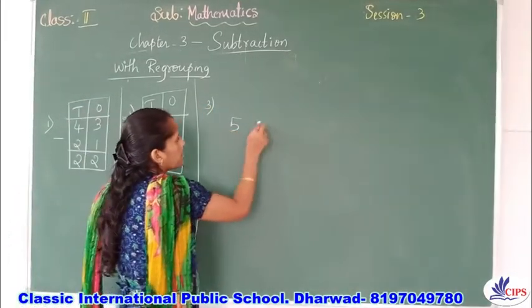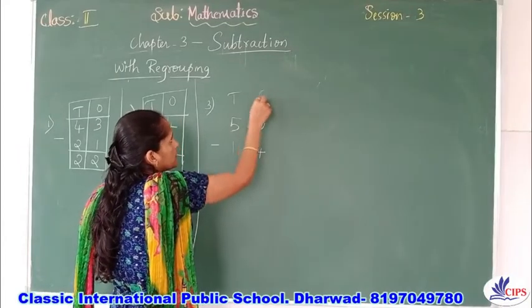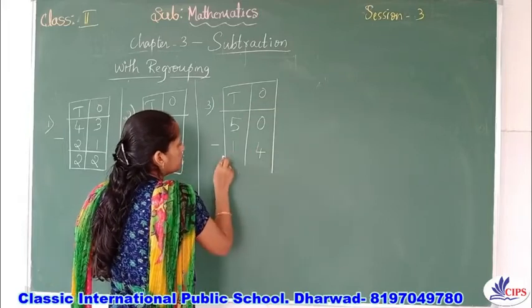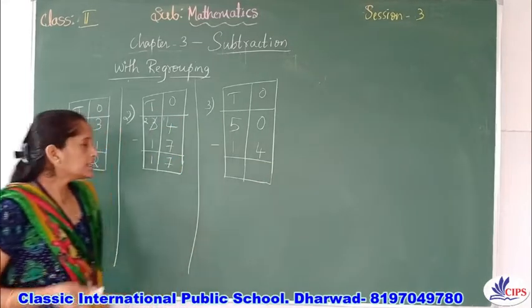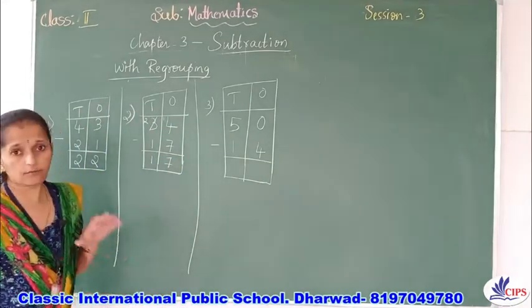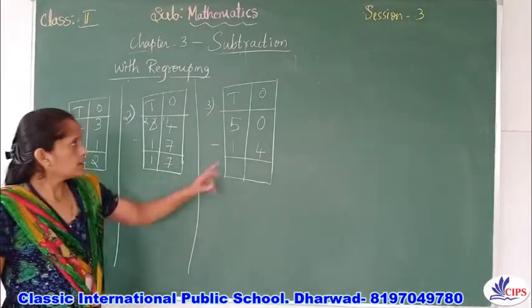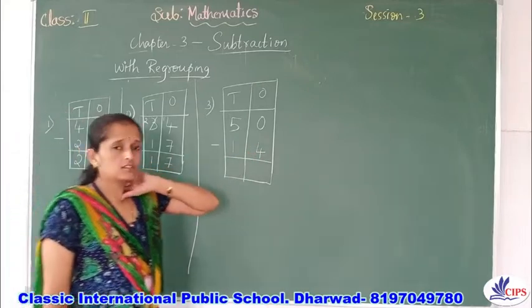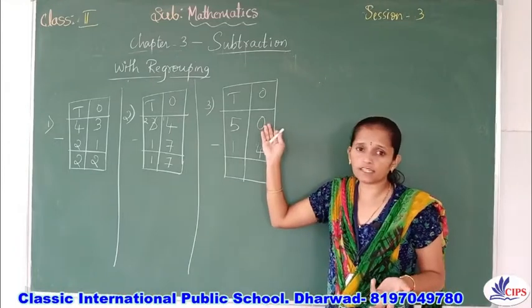50 minus 14. Your parents may teach you any other method of subtraction also. If you understand that, you can do that. Whatever you do, but follow the method. Now 0 minus 4, I cannot do. There is 0, which means nothing. How to do minus 4 from that?